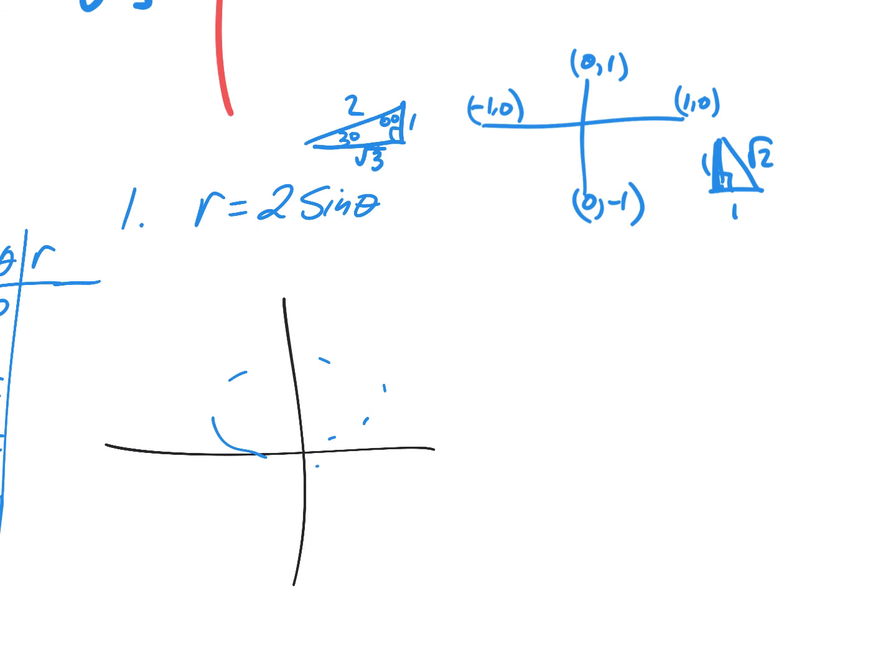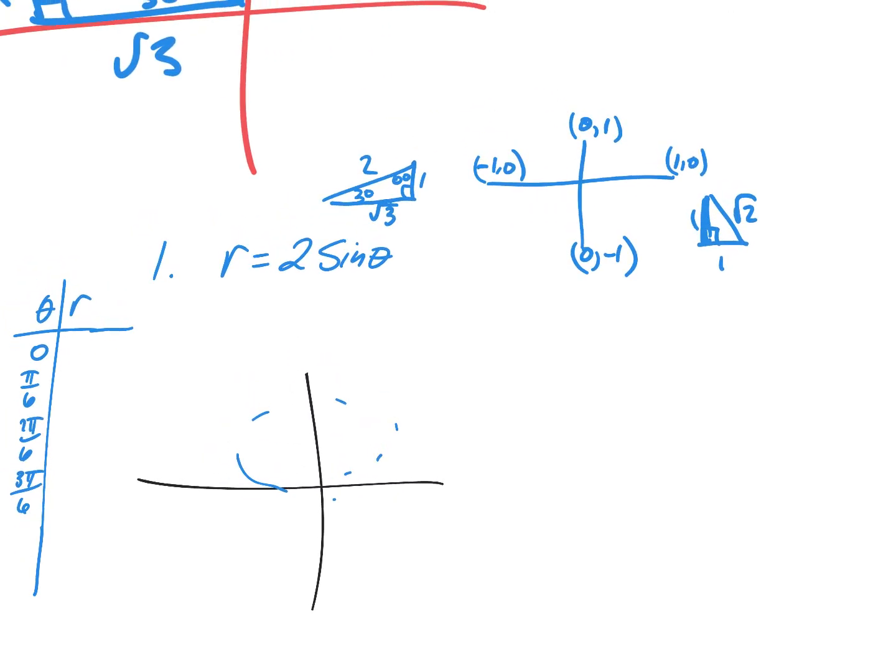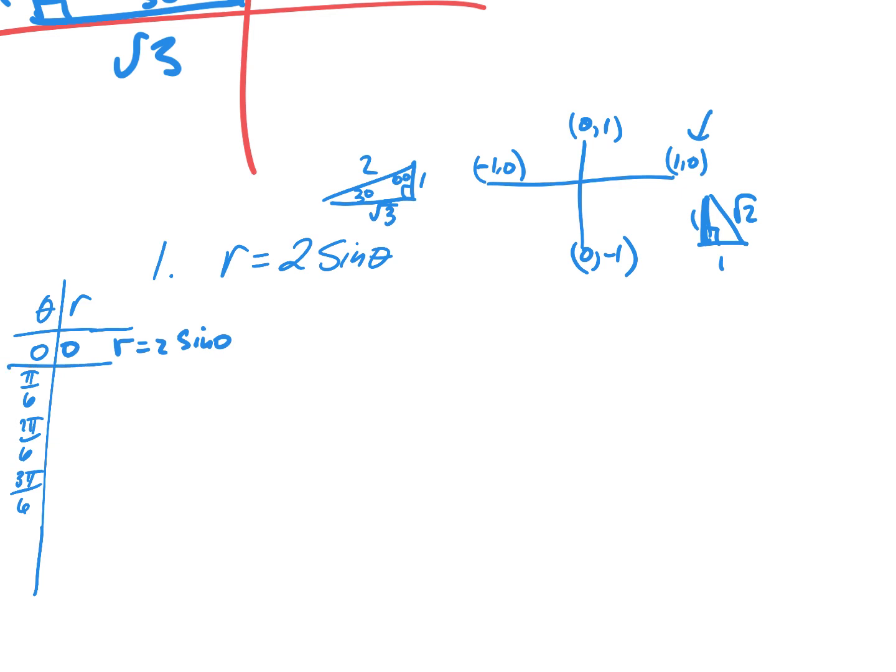All right, I suggested that our first angle should be 0. So then we're graphing r equals 2 sine of 0. Well, sine of 0 is this. Sine is the y part, which is 0. 2 times 0 is 0. So it's 0, 0 again. Your first point is 0, 0.